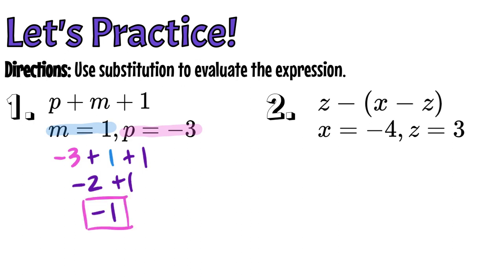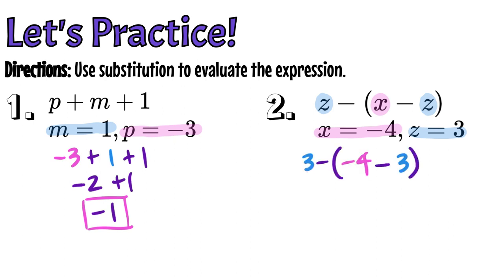Let's do another example together. Number 2 says z minus the quantity x minus z. But wherever we see an x, we're plugging in -4. And wherever we see a z, we're plugging in 3. So let's rewrite the expression with our values substituted in. Now we want to simplify.